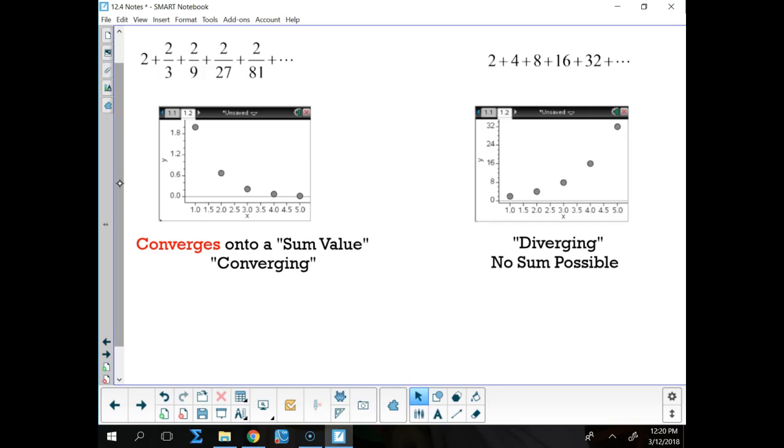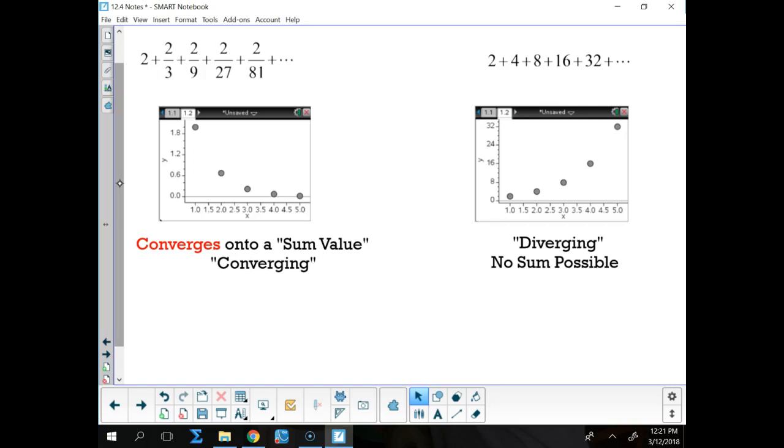Whereas on the left one, a converging infinite series, that next term is getting closer and closer to what? It's getting closer and closer to 0. So if I go a couple more terms out there, am I really adding any value to my sum? No, I'm not, because I'm basically adding 0.